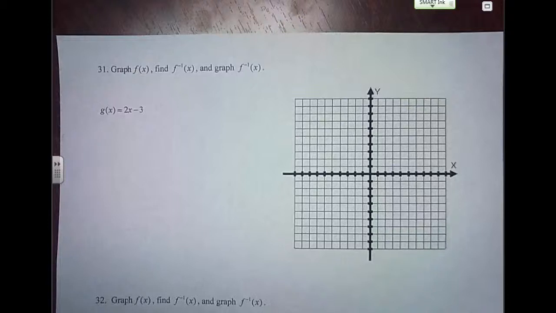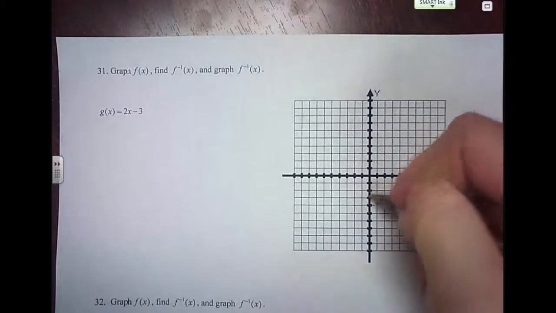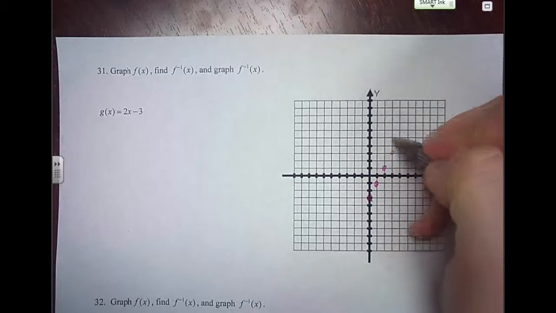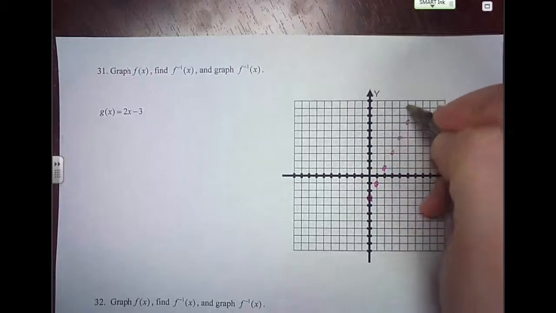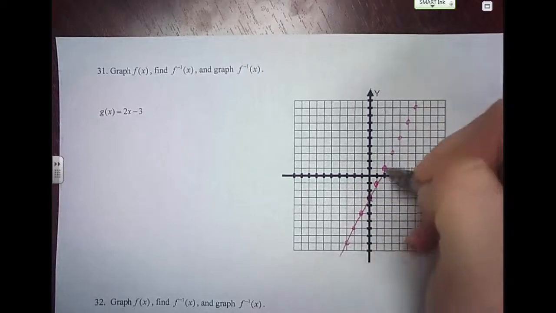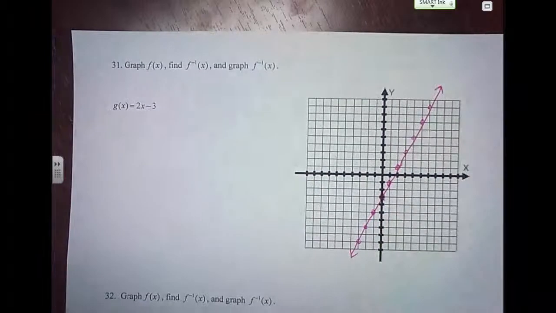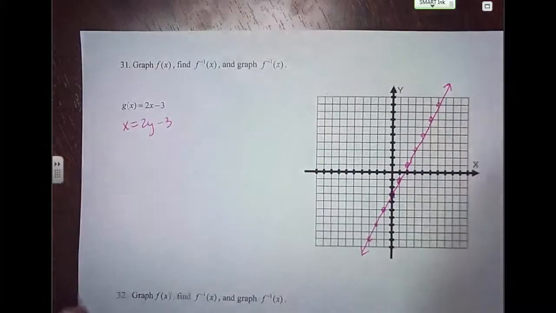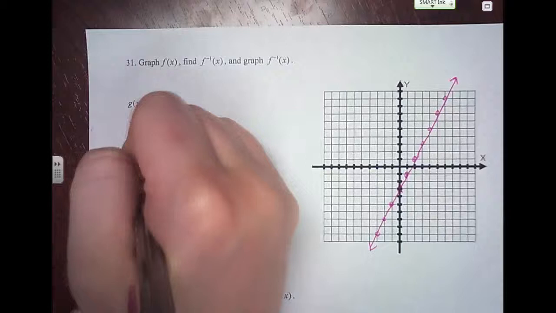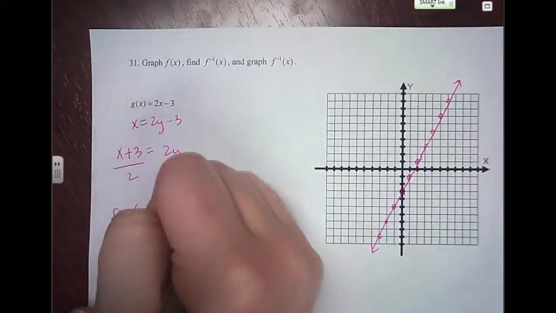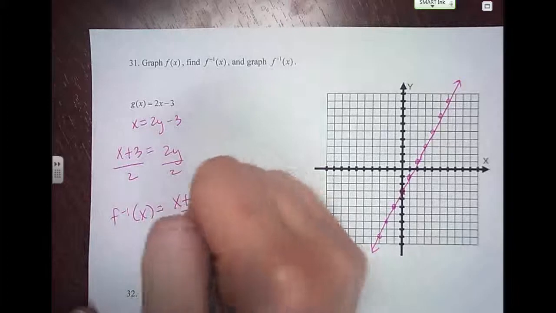Okay, number 31, graph 2x minus 3. So again, starting at negative 3, 2, 3. My slope is 2 over 1, so up 2 over 1. So there's my original. Okay, and then let's find the inverse. So switch x and y and solve for y. So add 3, divide by 2. So f inverse equals x plus 3 over 2.